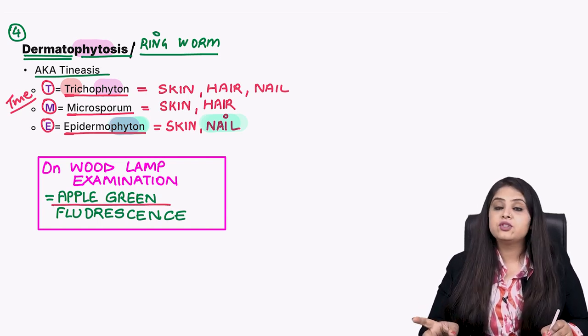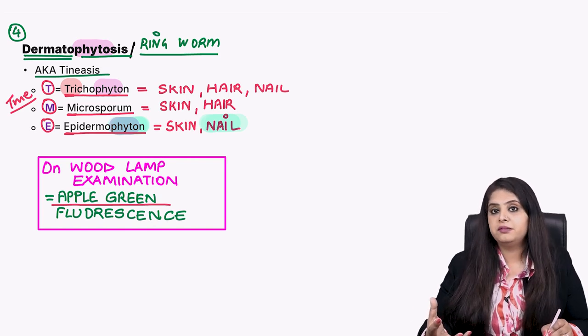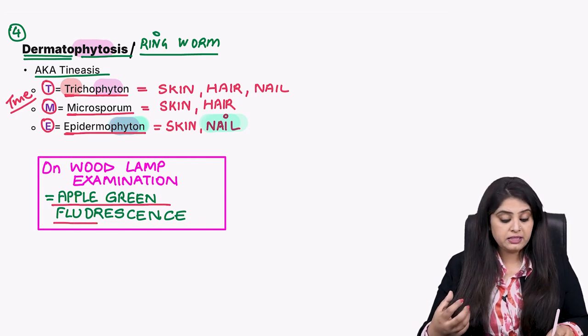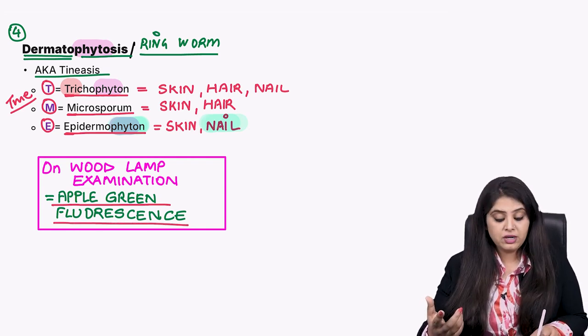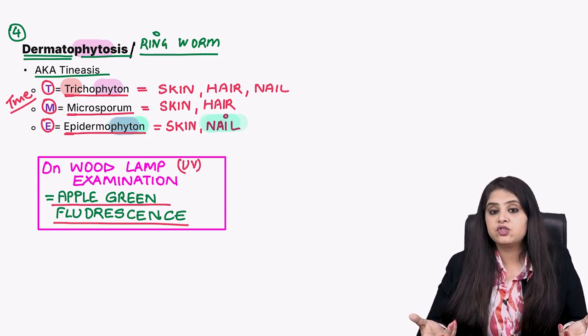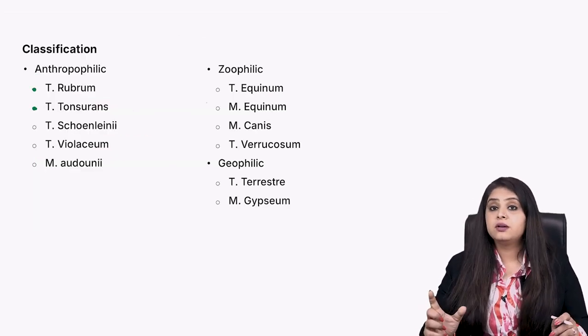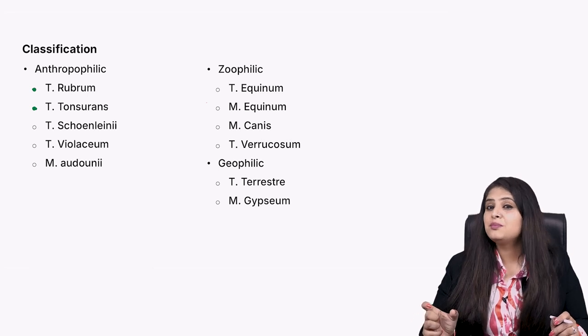Now that is seen on application of Congo red when you are trying to study amyloid under a polarizing microscope. Here I'm talking about apple green fluorescence. Why? Because Wood's lamp examination basically uses an ultraviolet light that gives a fluorescent texture. Now moving forward, what are the different classifications when it comes to microbiology?